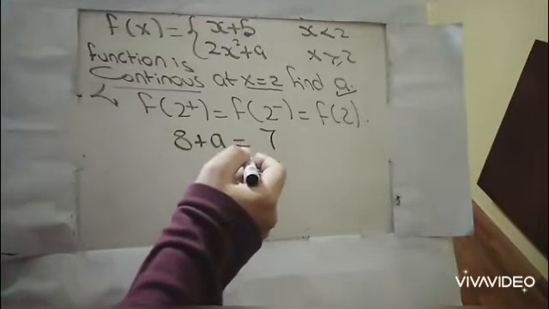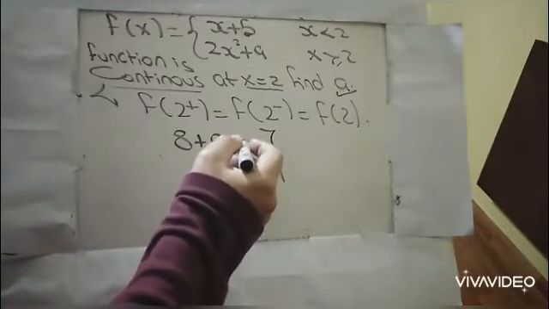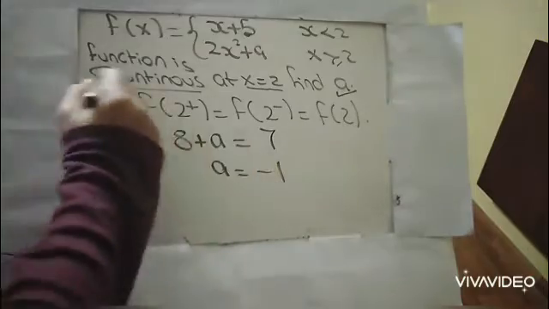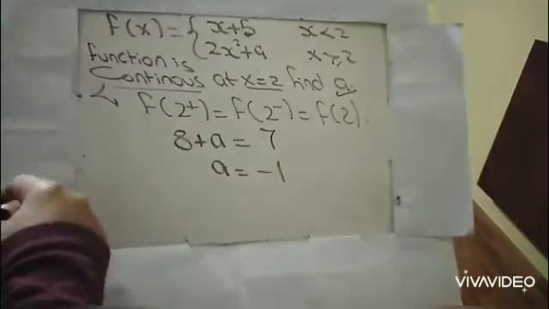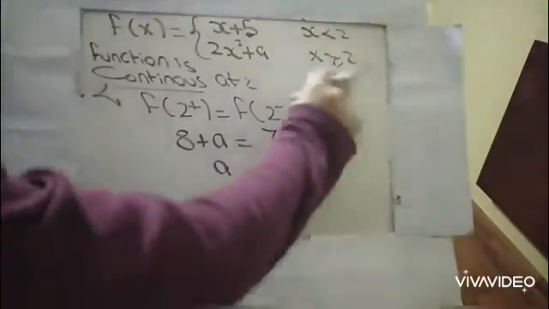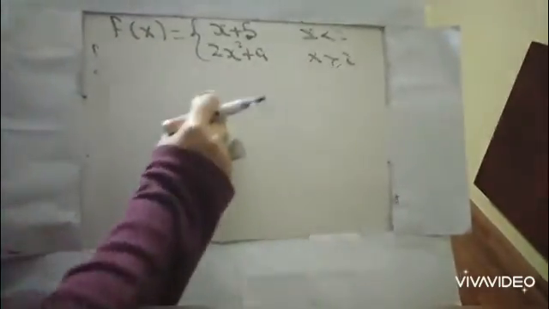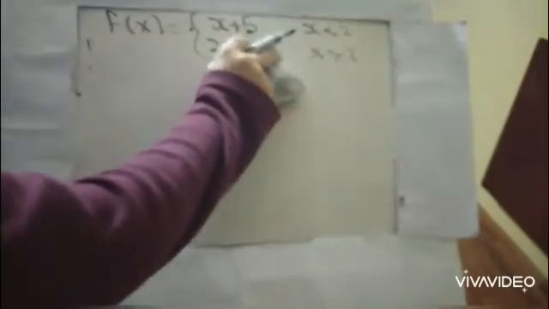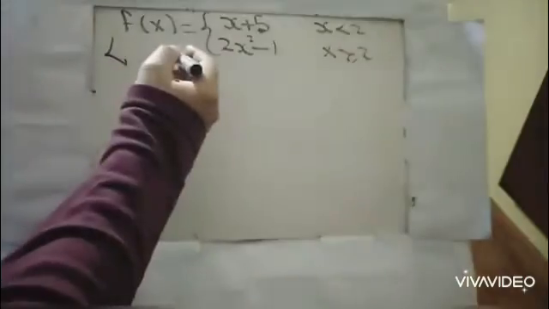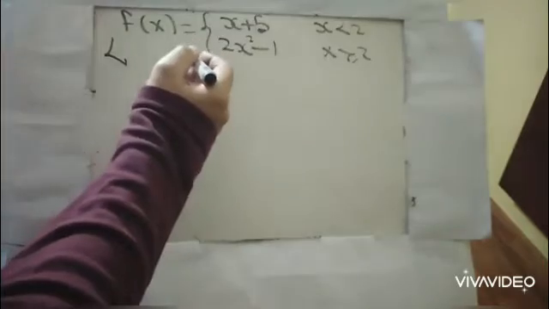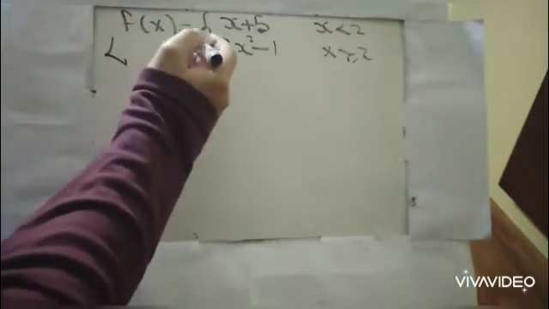After we get a, what's the other part of the question? Discuss differentiability. So it's continuous, and I'm telling you now, discuss differentiability. So after we know now that a is negative 1, what do I need now? Discussing differentiability. I will put negative 1 instead of a. Now we are going to discuss differentiability after we get the value of a.